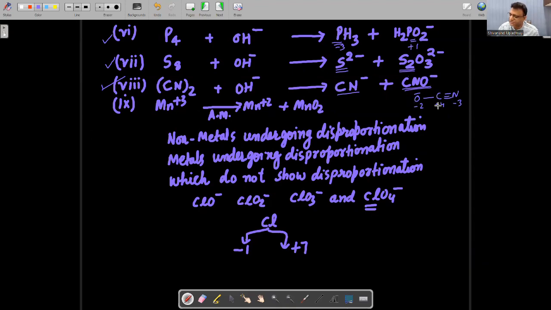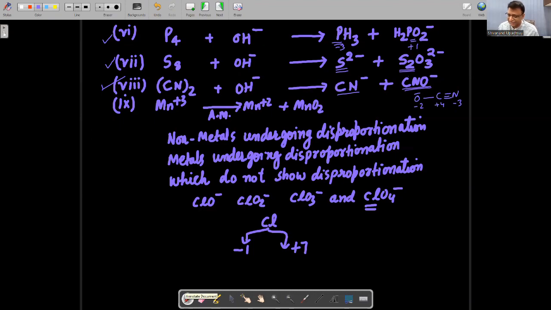So here carbon is present in +4. Nitrogen is not changing its oxidation number. Carbon is going through disproportionation. Carbon in CN minus we know, and in cyanogen gas also we know. From there we can find out. This thing is already discussed in your disproportionation part. You can go through it, right?